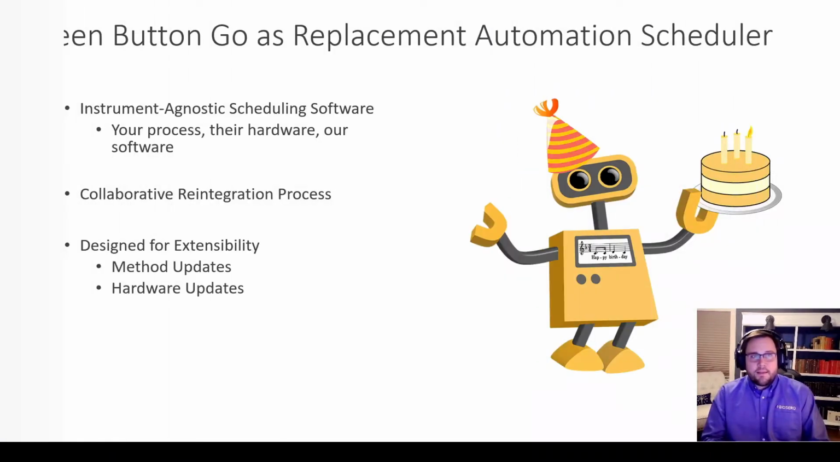So the way we do that is by using Green Button Go as a replacement automation scheduling software. Now I'm sure you've heard, if you've heard any of our other talks, that Green Button Go is an instrument-agnostic automation scheduling software, meaning that you can bring any instrument from any vendor over to us and we'll be able to reintegrate it using GBG.